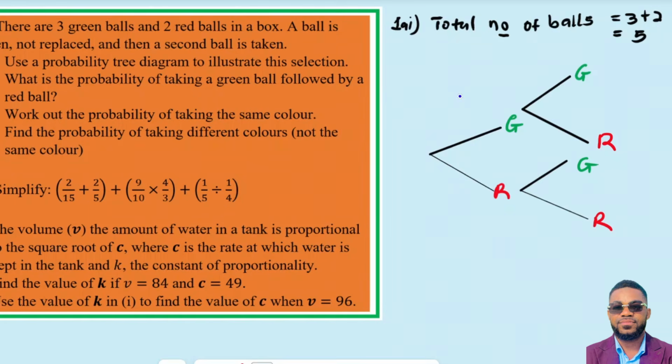So this is how we are going to draw the tree diagram for the selection. So first of all, you have to get the total number of balls, and as read in the question, we have 3 green balls and 2 red balls. So the total number of balls is going to be 5 here. That's going to be 3 plus 2, which is 5. Now this is how you're going to draw the tree diagram. So this is going to be our first branch, and we have our next branches here. So this is what you have to know.